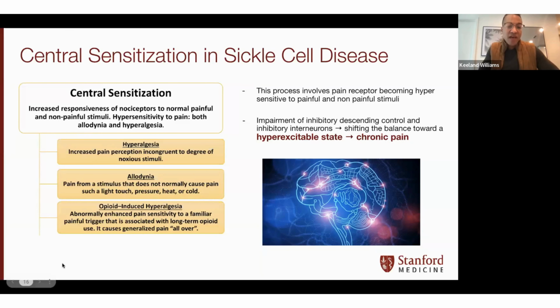All right. And then again, in this picture of central sensitization, you also have the opioid-induced hyperalgesia that we talked about. And this pain is not really specific to a stimulus, it's just pain generalized all over. And it's hard to really map out or attribute to one thing versus the other.